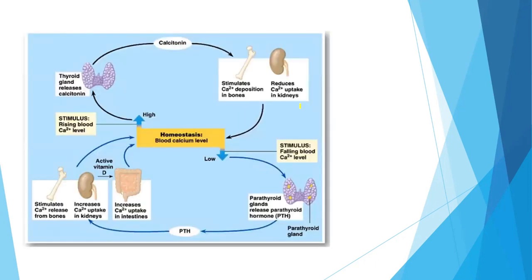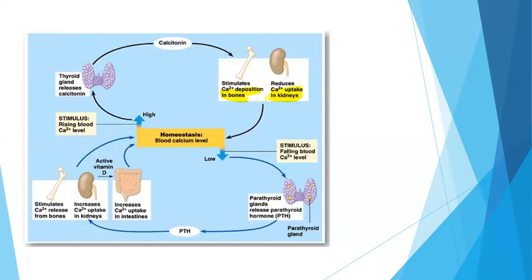Now, also here, the thyroid gland releases calcitonin. This calcitonin will act on the bones and the kidneys. In the bones, it will stimulate the calcium deposition in the bone. So this will decrease the blood calcium level, and it will reduce the calcium uptake in the kidneys. So that will increase the excretion in the urine, and that will also decrease the blood calcium level.